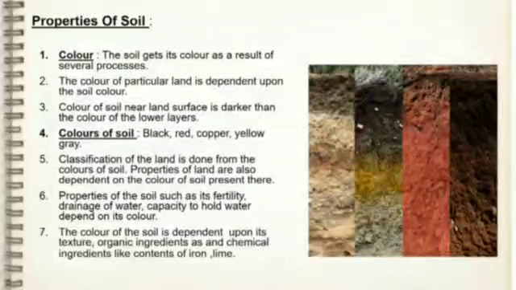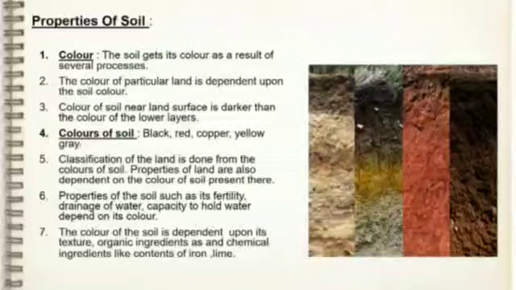Now let's know about properties of soil. The main properties of soil are color, texture, structure, and acidity. The darker in color a soil is, the more nutrients it contains. Color is an important property of soil. The soil gets its color as a result of several processes.